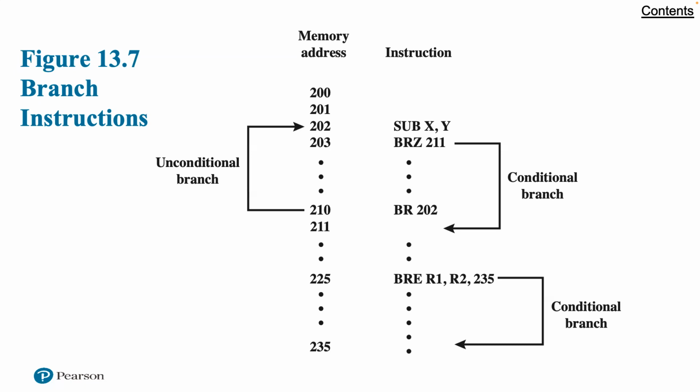Note that a branch can be either forward, that is to an instruction with a higher address, or backward, that is to a lower address. The example shows how an unconditional and a conditional branch can be used to create a repeating loop of instructions. The instructions in locations 202 through 210 will be executed repeatedly until the result of subtracting Y from X is 0.